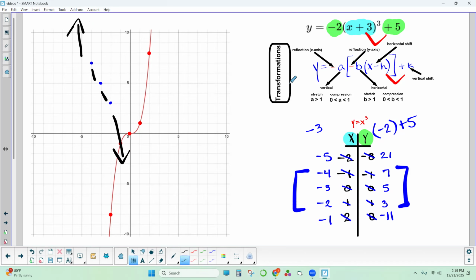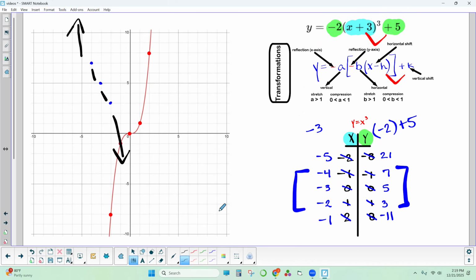Looking at your transformations over here, we can verify that this graph has in fact been shifted left 3 and up 5. It has been vertically stretched by a factor of 2, and it has been reflected over the x-axis. So you can then look at your transformation and verify these transformations visually.